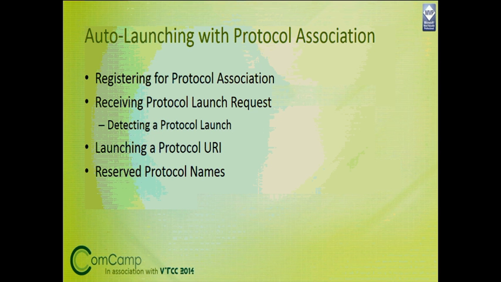So the auto launching with protocol association can be done with some simple steps again. First, you need to register your app for the protocol association. You'll again be using the WM app manifest file here. Once this is done, you need to detect the protocol and redirect it to a different page. And in that page, you write your own logic to say how I'm going to handle the message and show it to the user. The other apps can then launch the app via the protocol URI, as simple as it looks, right? There are also certain reserved protocol names which cannot be used by the app for registration. We'll look into the reserved protocol names in the next slides.